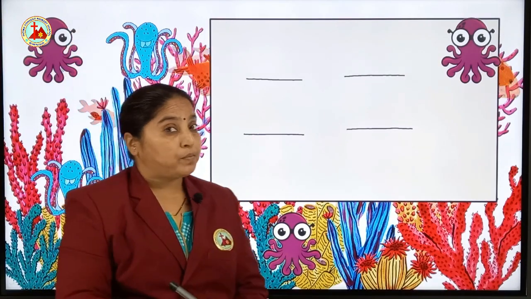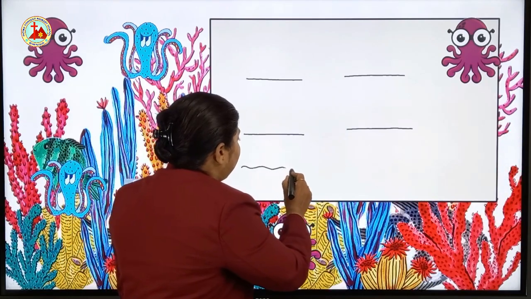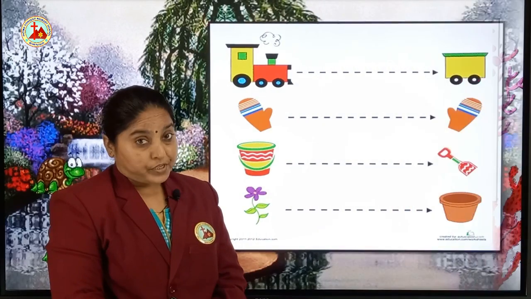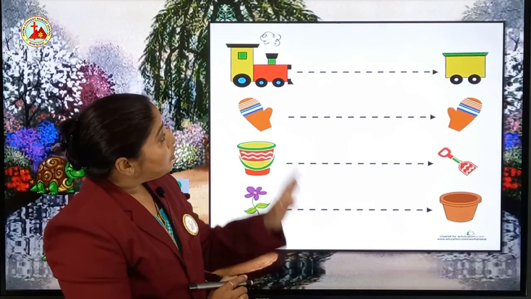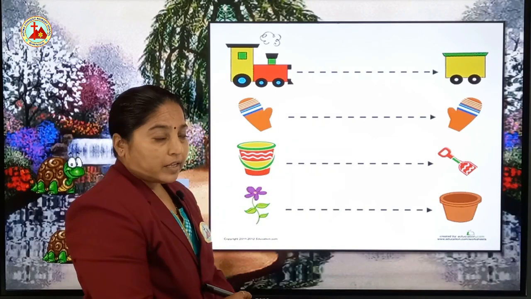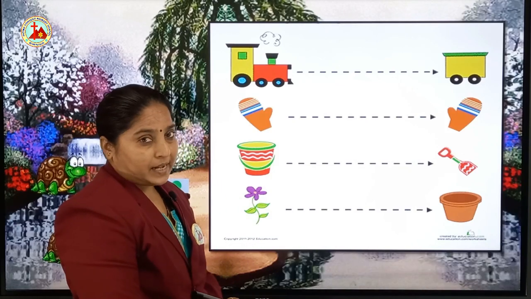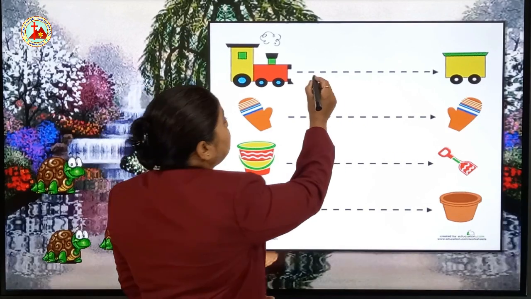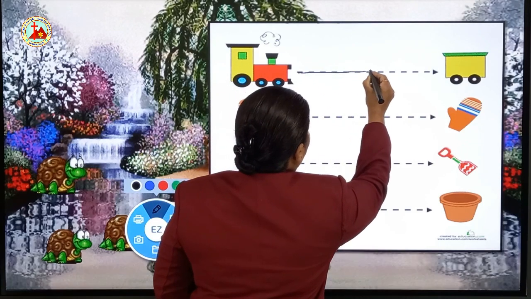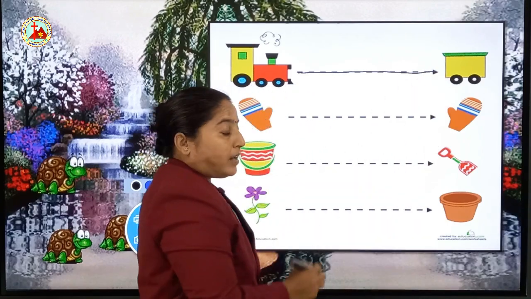And what do you have to see? Yes, your line must be straight. Don't draw a line like this. Okay, you have to draw a straight line. So children, to make it easy to draw sleeping line, what is here? Dotted lines are given. So you have to match this picture with that picture with sleeping line. First you have to trace out the line. Slowly, slowly you have to join all the dots. Okay, like this.